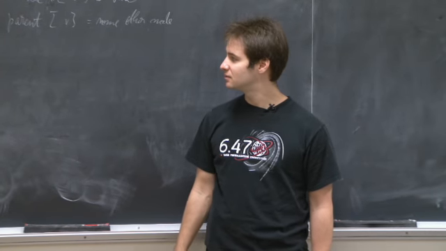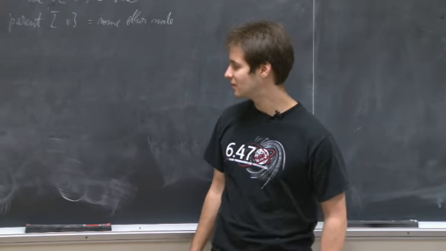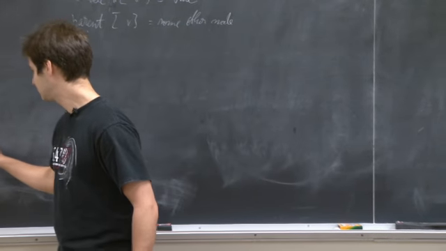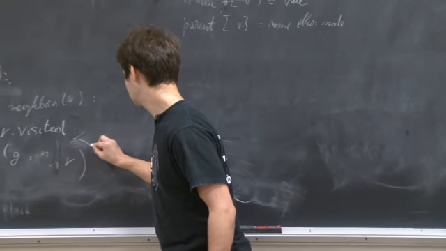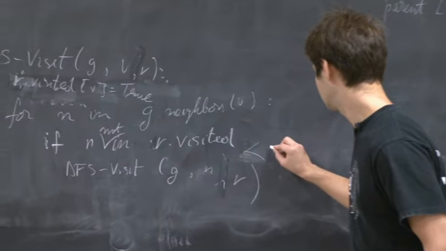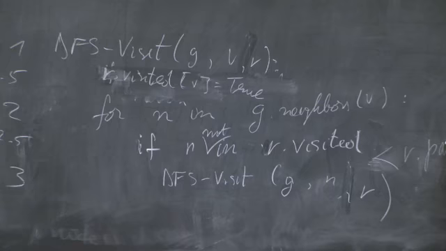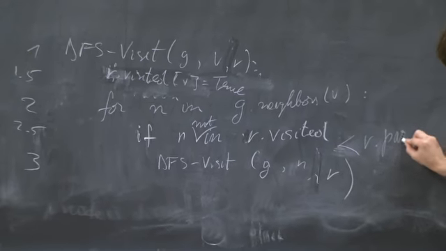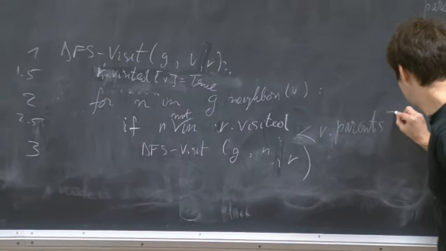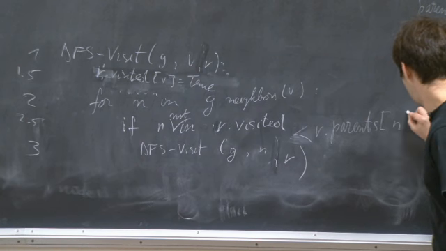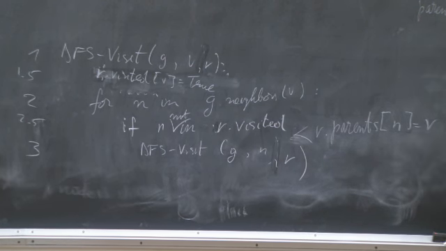Stick a line in 2.75. And, okay, establish V as the parent of N. So R dot parent of N is V. Of N is V. Good.